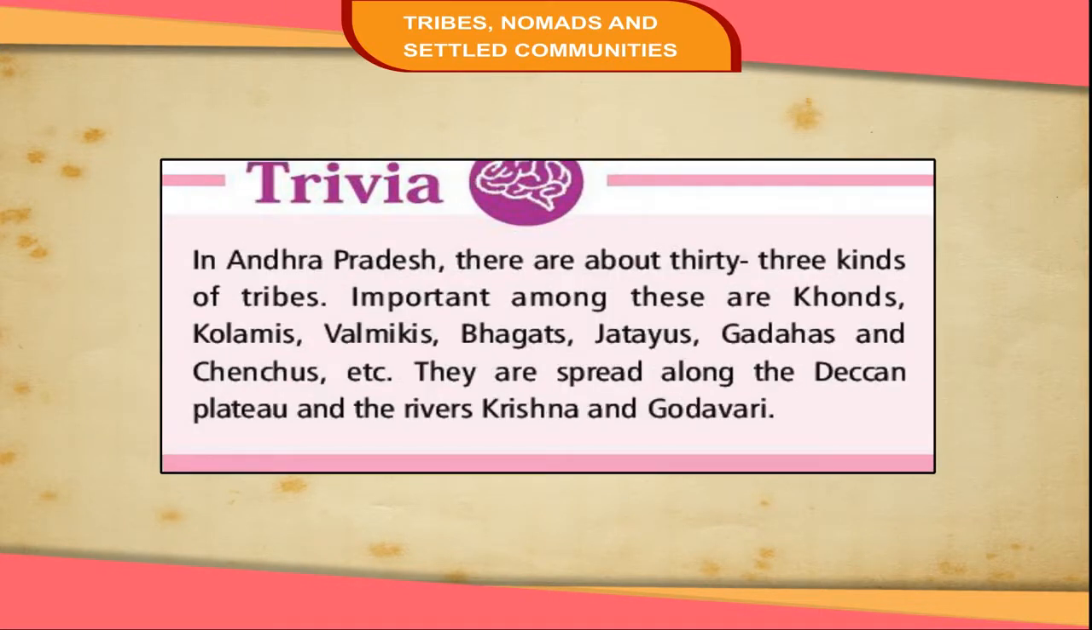Trivia: In Andhra Pradesh, there are about 33 kinds of tribes. Important among these are Khonds, Kolamis, Valmikis, Bhagats, Jatayus, Gadahas, and Chenchus, etc. They are spread along the Deccan Plateau and the rivers Krishna and Godavari.